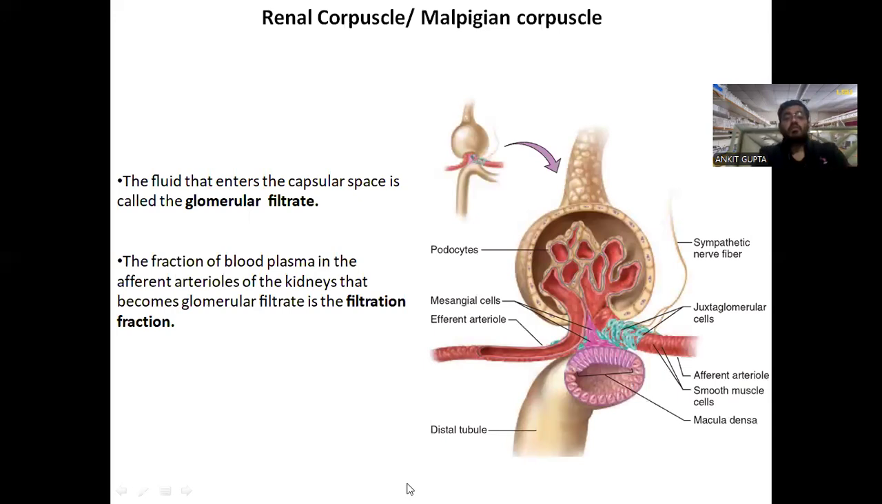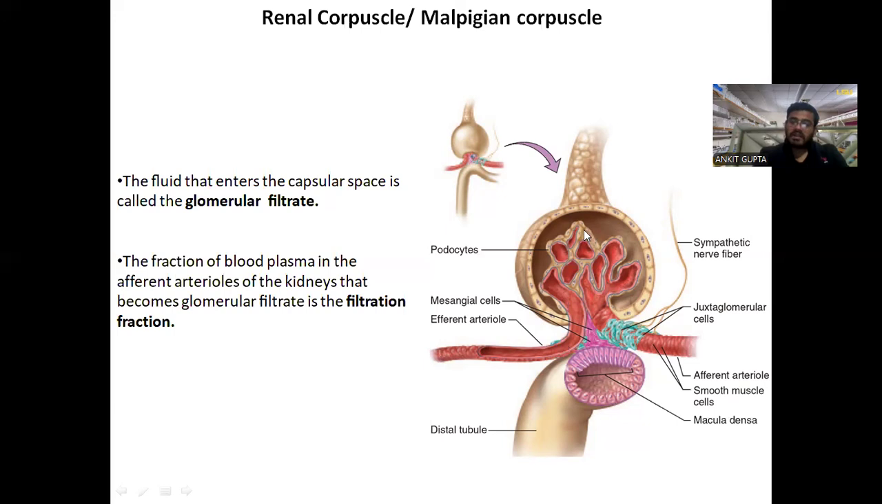In order to understand glomerular filtration in a better way, we need to look at the diagram of this Bowman's capsule, or the diagram of this renal corpuscle or Malpighian corpuscle. So over here, this is the Bowman's capsule. This is the afferent arteriole, which is bringing blood to the capillaries of the glomerulus. This is the efferent arteriole through which the blood is leaving the glomerulus.